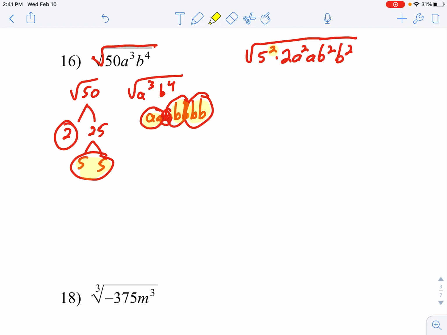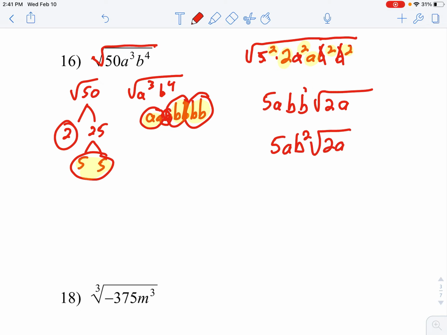Well, everything with a square is going to simplify out. I can bring out a 5 right there, an a from right there, a b from right there, and another b from right there. What stays behind? Well, the 2 stays behind, and that a. So if I clean this up, my final answer is going to be 5ab squared radical 2a. These b's I can put back together as b squared.